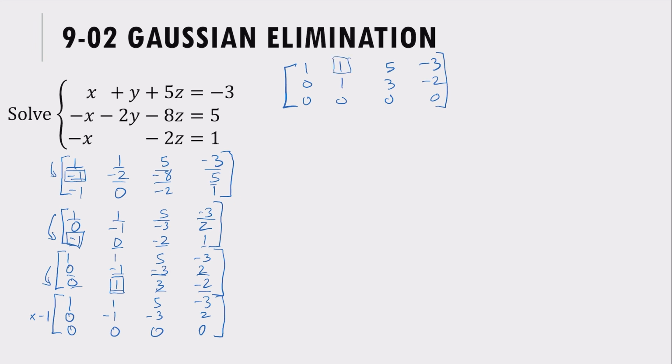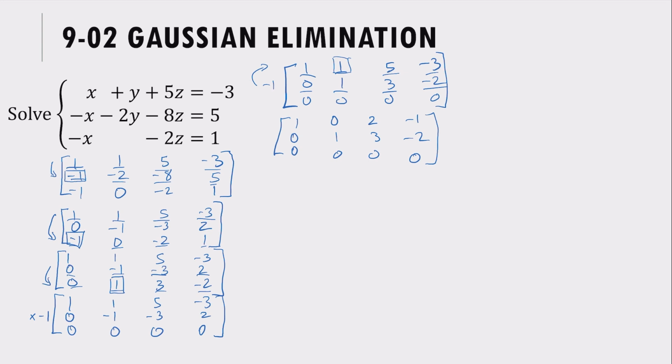Then I want a 0 above the leading 1. So I'll multiply the second row by a -1 and add it to the top. Second row stays the same. Third row stays the same. Top row becomes -1 times 0 plus 1, -1 times 1 plus 1, -1 times 3 plus 5 is 2, negative 1 times negative 2 plus a negative 3. So now we are in reduced row echelon form. We have two leading ones, and the columns containing those leading ones are all zeros, except for the ones.